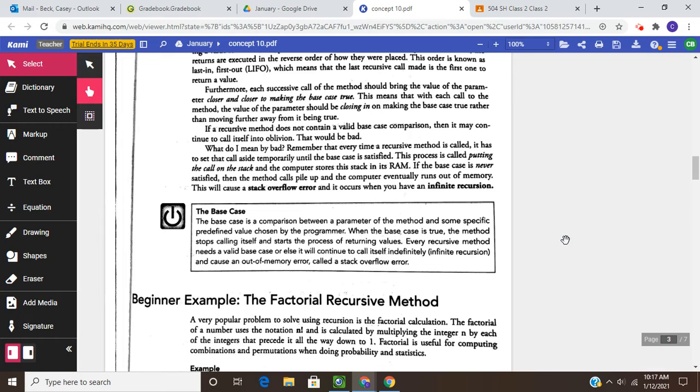Note about the base case. The base case is a comparison between the parameter of the method and some specific predefined value chosen by the programmer. When the base case is true, the method stops calling itself and starts the process of returning values. Every recursive method needs a valid base case, or else it will continue to call upon itself indefinitely, infinite recursion, and cause the out-of-memory error called a stack overflow.